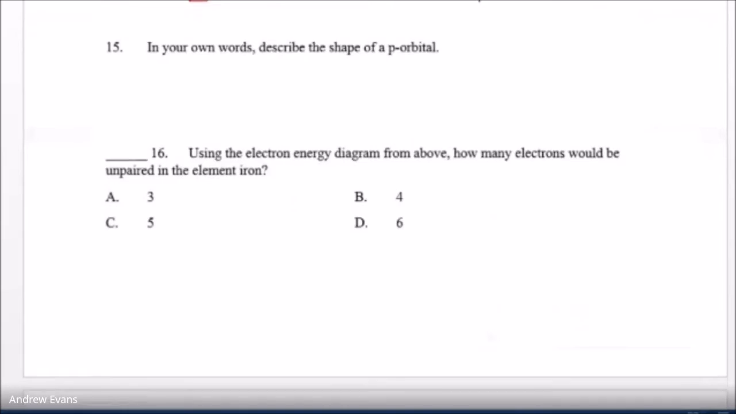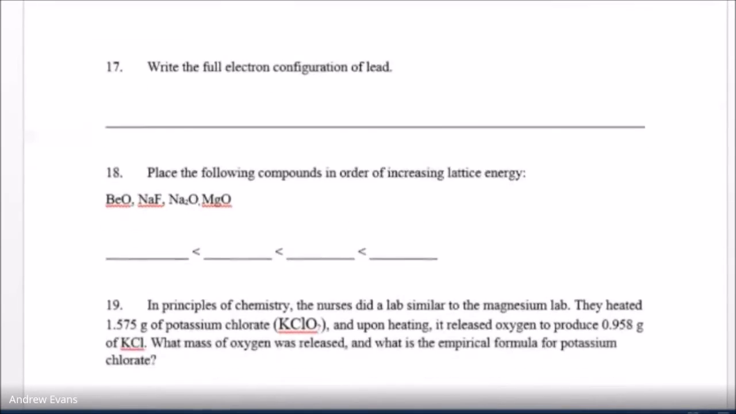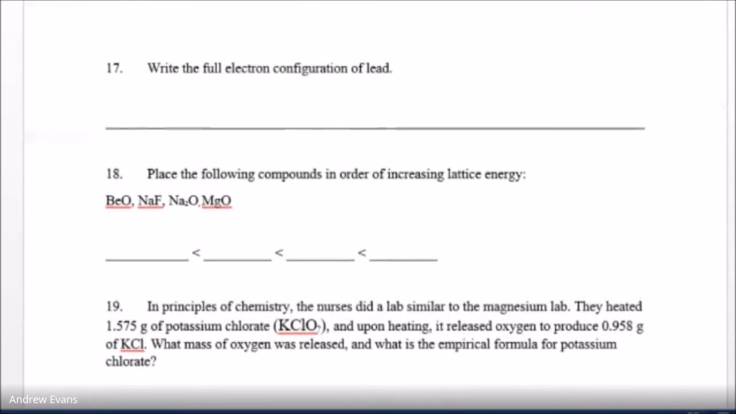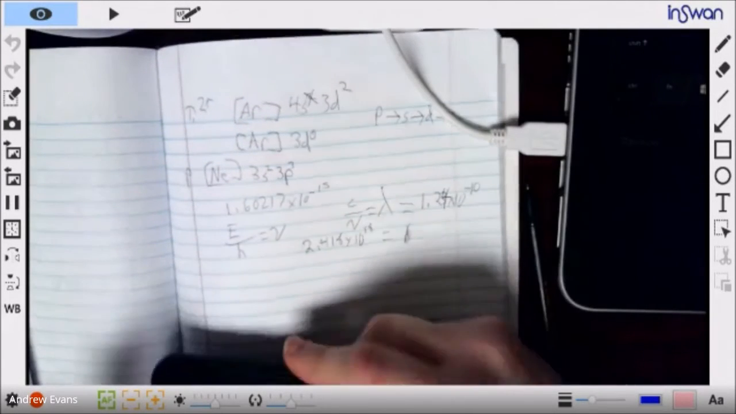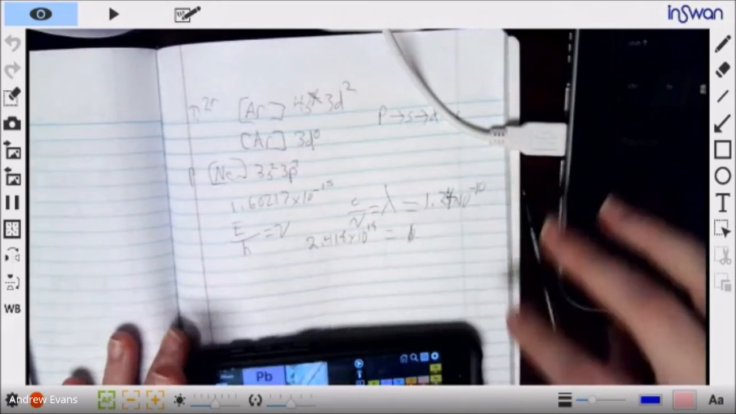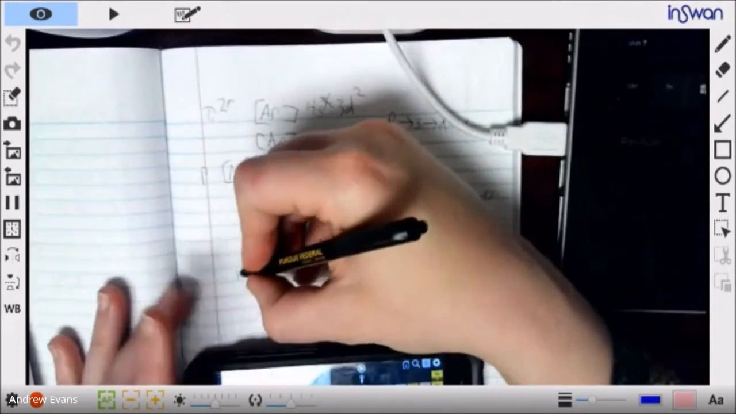Full electron configuration of lead. Oh, that's a brutal one. That is the first one that's going to be actually hard kind of thing, just because it takes such a dang long time. Full electron configuration. Lead is right over here. And it's just working our way across. All the way, we have to get to row 6.